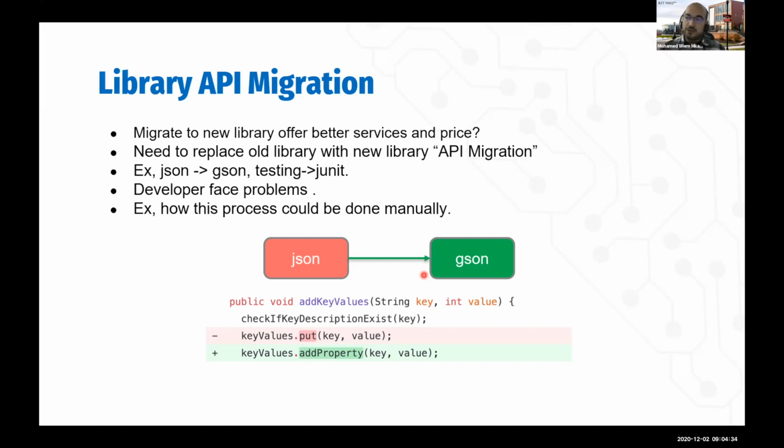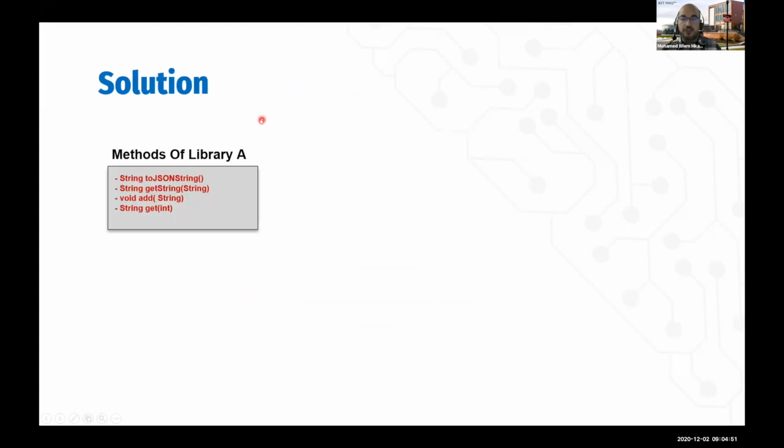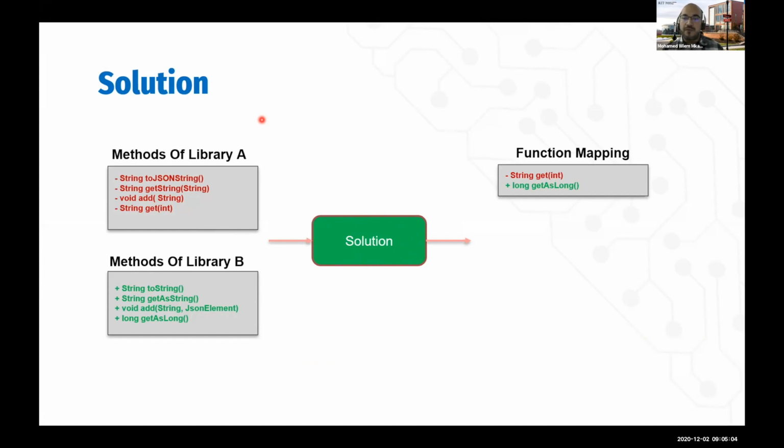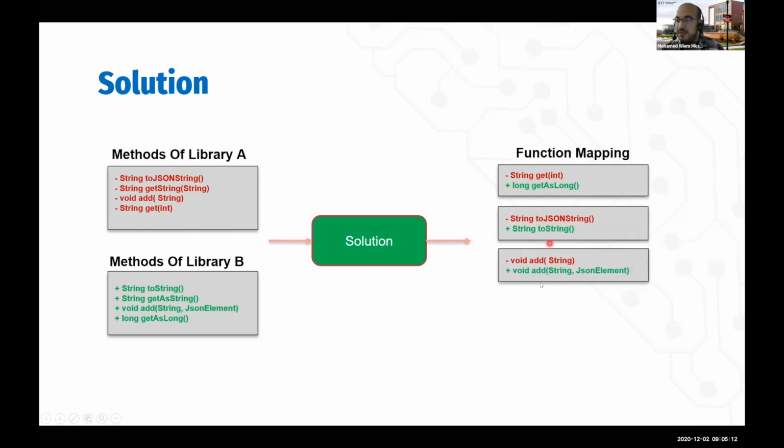We try to find this automatically. So the problem is, how can we do that? How can we do this? This is becoming a difficult problem now. So this is how we formulate our research problem. Our solution would be to take the methods from library A and methods from library B, and then come up with an algorithm that will tell us if you are moving from library A to library B, you have to replace the method from library A with this one, and then the method from this one to this one, etc.